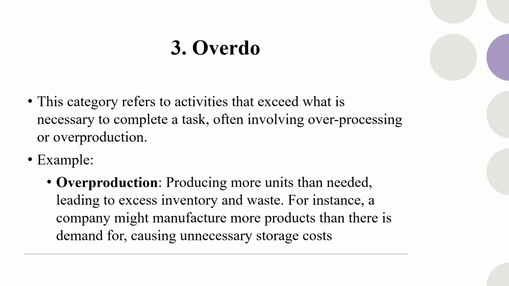Overdo. This category refers to activities that exceed what is necessary to complete a given task, often involving over-processing or overproduction. For example, producing more units than needed, leading to excess inventory and waste. For instance, a company might manufacture more products than there is demand for, causing unnecessary storage cost.